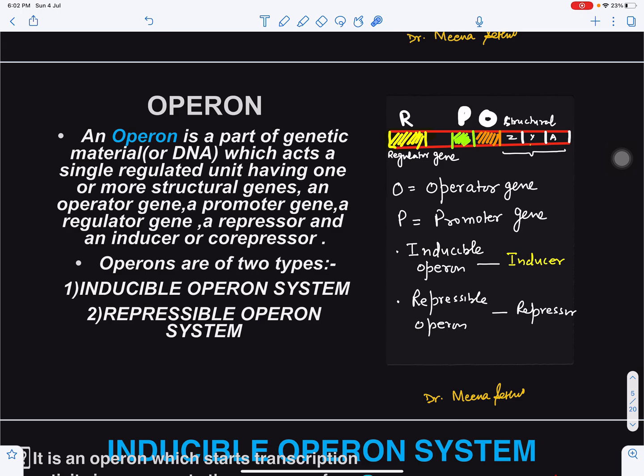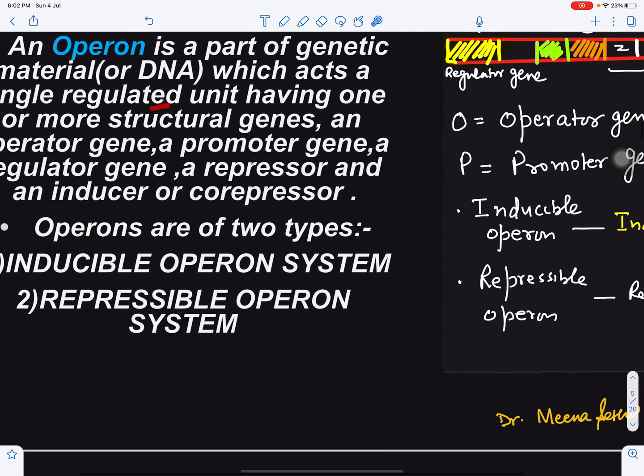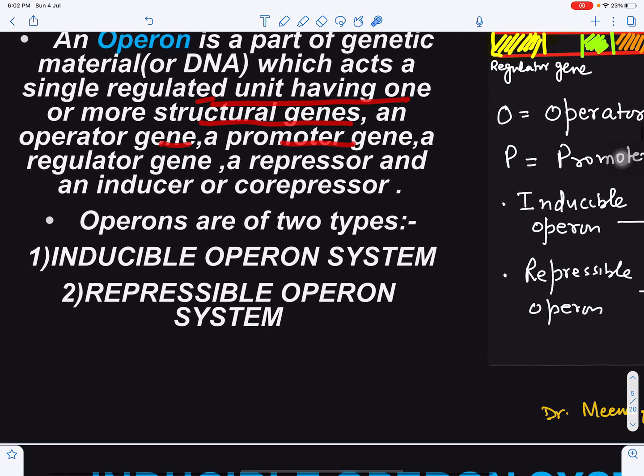So what is an operon? This is a part of genetic material which acts as a single regulated unit having one or more structural genes, operator gene, promoter gene, regulator gene, repressor, inducer, and co-repressor. Now what are these structural, operator, co-repressor, repressor? This we'll discuss in detail in the next slides.